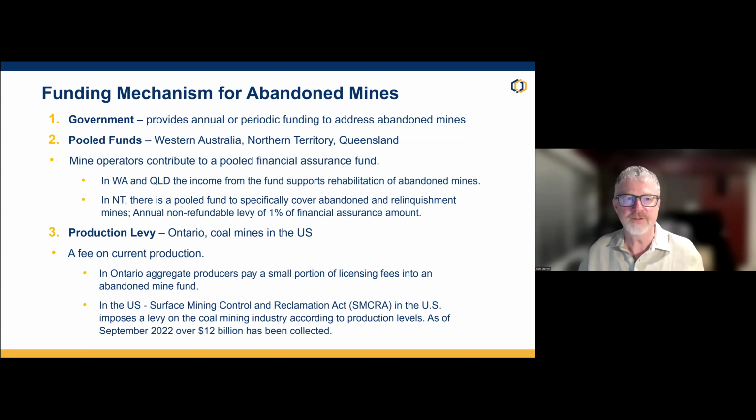There's another version of that in Ontario, and for some coal mines in the US, there's a production levy. So instead of companies contributing to a pooled fund, in the case of Australia, there is a levy now on the production that comes from mines. In Ontario, it's for aggregate producers. In the US, for the surface coal mines. And that generates a fund that can be used. We can see in the US, though, as of 2022, they had about 12 billion collected. And I think a lot of that's still sitting there. So maybe the challenge here is not so much having the funds, but having a plan of how to implement those funds, which is also sometimes a bit of a challenge.